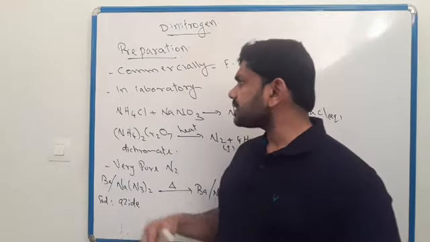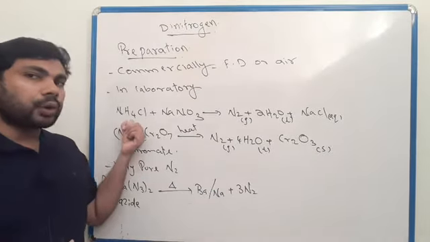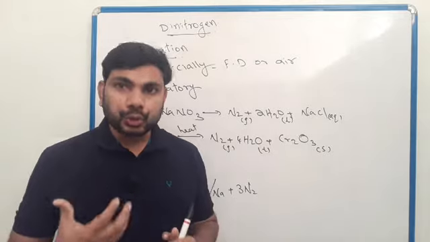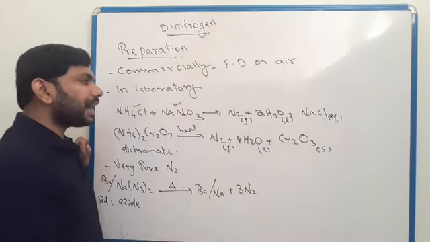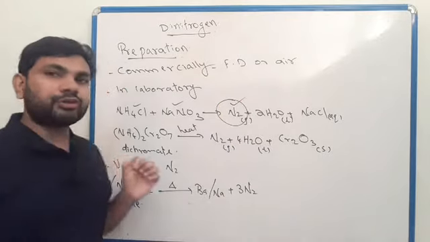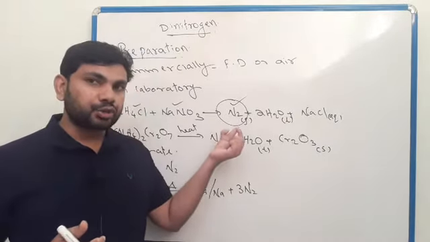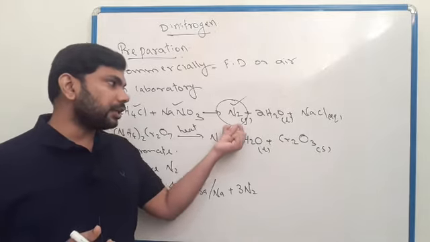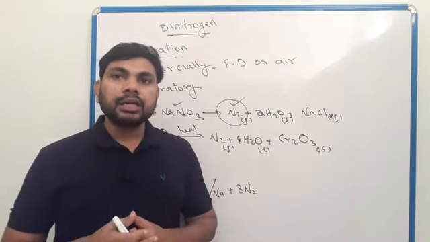Clear? Second one, the laboratory method to prepare dinitrogen. Ammonium chloride reacted with sodium nitrate, NaNO3, produces dinitrogen. Dinitrogen means N2, nitrogen as a diatomic molecule. That's why it is called dinitrogen. When ammonium chloride reacts with sodium nitrate, it produces dinitrogen along with water and sodium chloride. This is one of the laboratory methods to prepare dinitrogen.